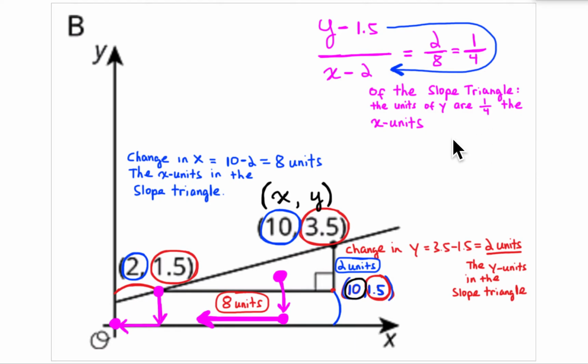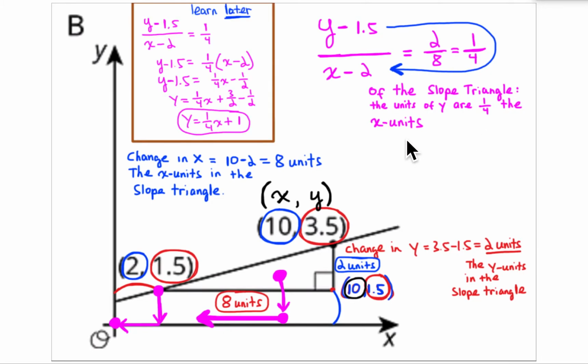And if we look at it as the slope triangle, this is x and this is y. This is stuff that we're going to get into once again, but just a quick look at it. So y minus this 1.5, this is the left side of the equation, and x minus this 2, and we know that equals 1/4. That's the slope. So of the slope triangle, the units of y are 1/4 the x units. And the equation, you go through some algebra here, and you end up writing this equation that y is equal to 1/4 x. That's the slope right there, the 1/4.